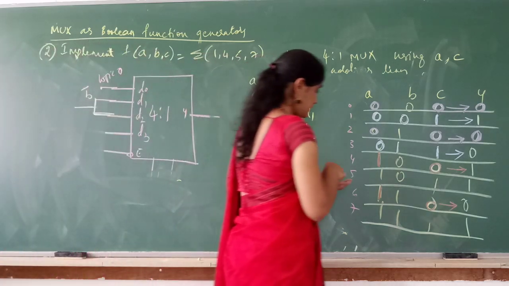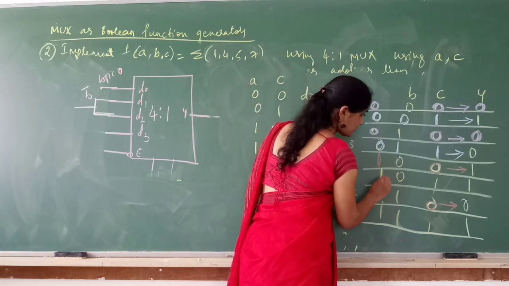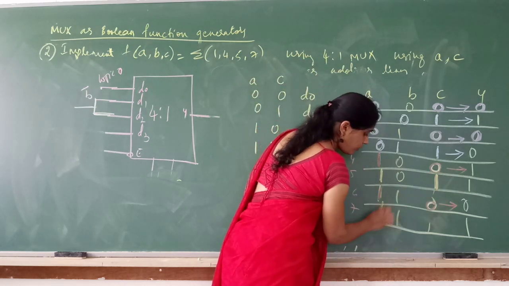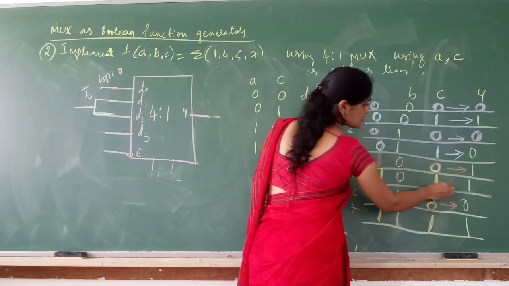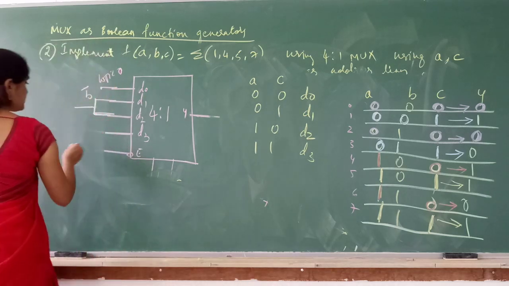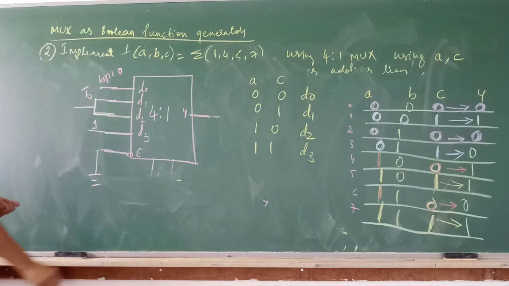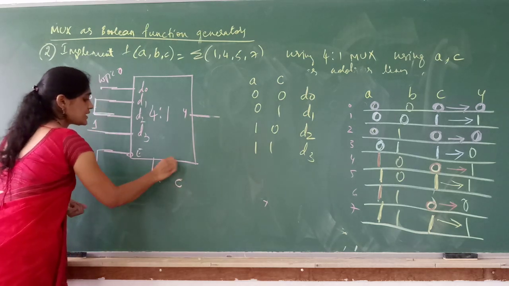Okay, what is D3? 1, 1. D3, 1, 1. So what is your output? Output is 1 for both the conditions. So for D3, what is that? 1. Enable frequency. AC as select inputs.